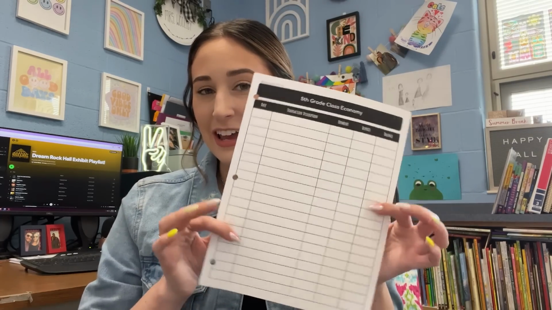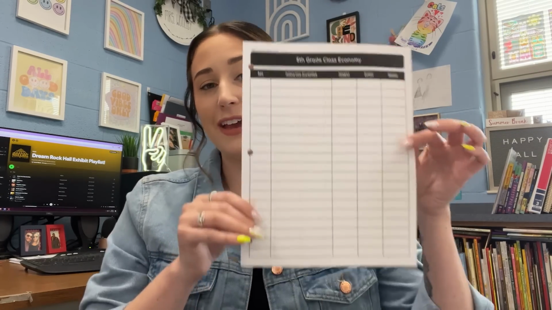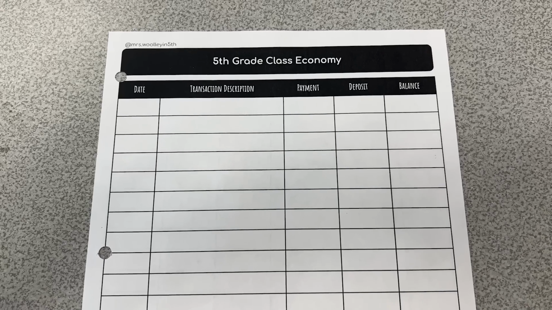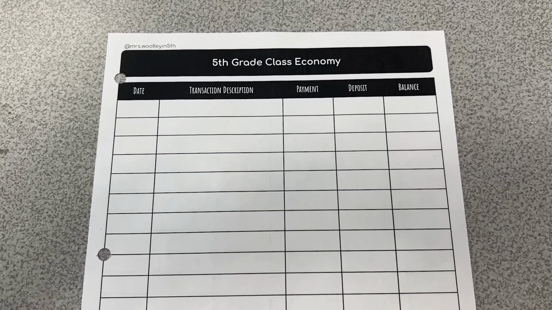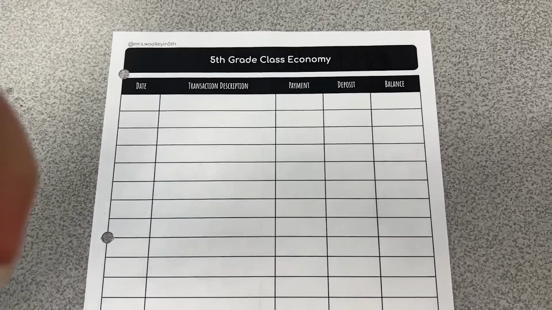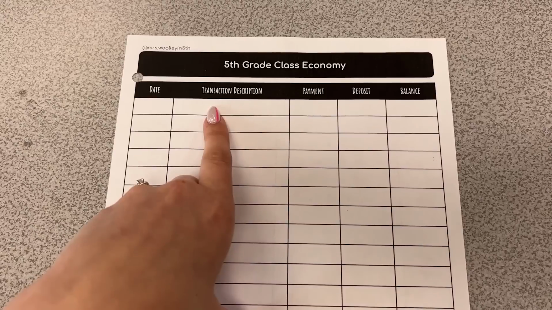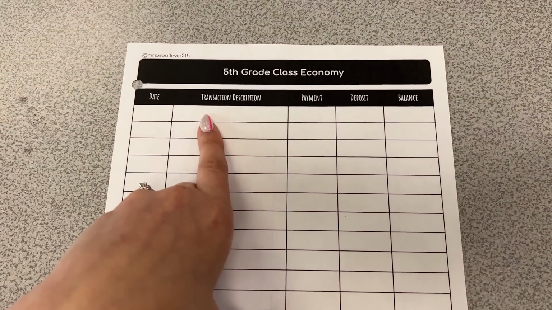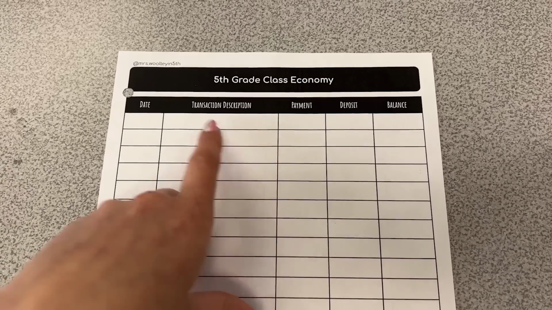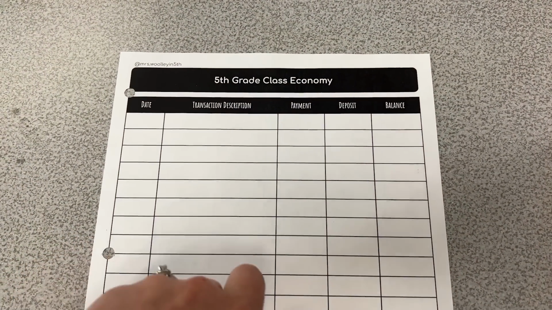So then on Friday, when they're getting paid or when they spend money at my store, they have to fill out their balance sheet. So let me show you that. Okay, so this is their balance sheet. Whatever day it is, they have to put the date. They put a description of the transaction. So that means they have to put whether they got bonus money for a grade or they lost money and were fined because they were talking in the hall or whatever.